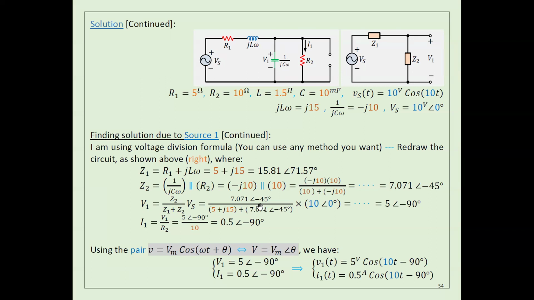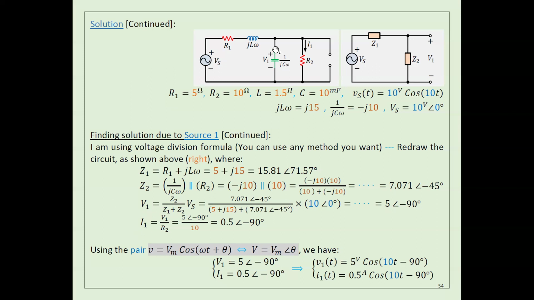Once I find the voltage here, can you get the current here? Yes, the current is the voltage divided by R2. And this is very easy because I'm just going to divide 5 by 10. That's it, because this 10 has only a real component. It does not have an imaginary number. That's why 5 divided by 10.